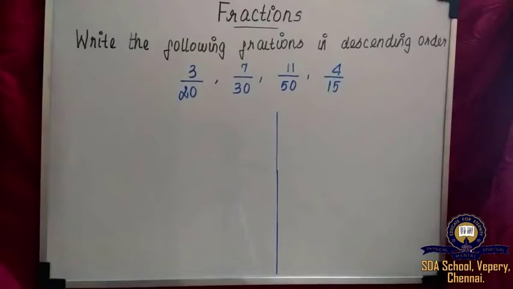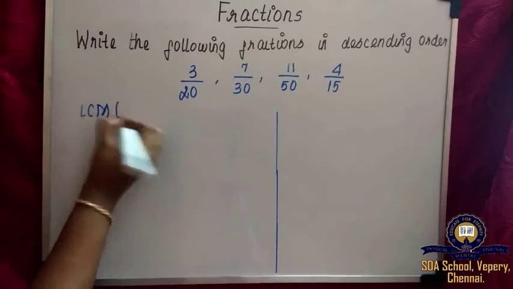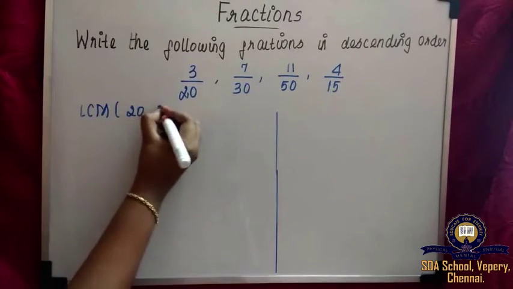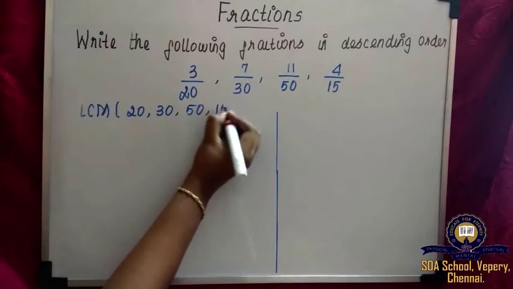Write the following fractions in descending order. So, a group of unlike fractions are given. We have to arrange them in descending order. So, for that, first we need to convert the unlike fractions into like fractions. For that, we will find the LCM of the denominators: 20, 30, 50 and 15.